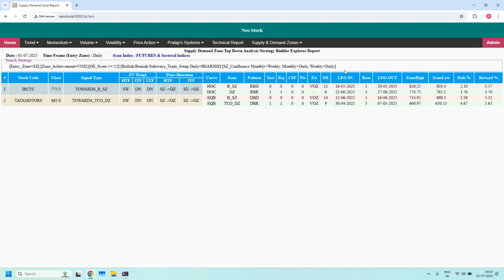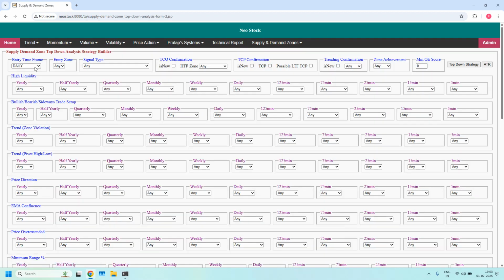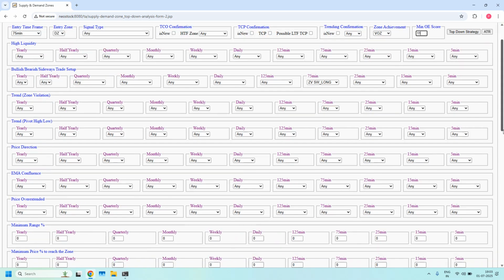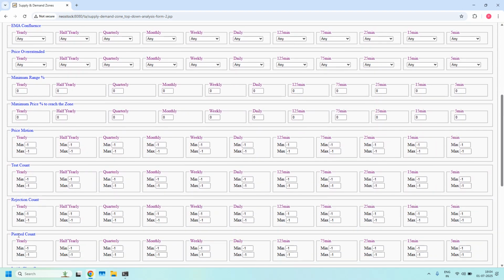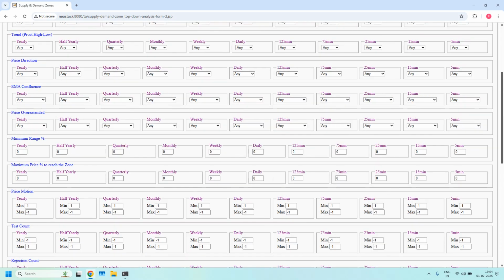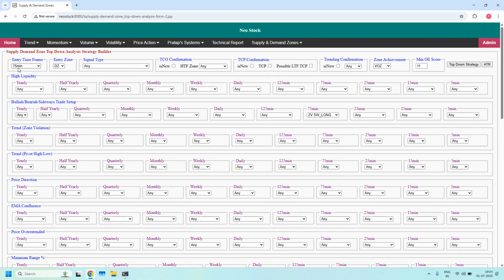Next we will generate weekly income trades. Weekly income trade sideways long trade setup, entry time frame 75 minutes, entry zone demand zone. At 75 minutes I am selecting sideways long, zone achievement violated opposing zone, minimum odd enhancer score 11 for sideways, and third filter we are adding, that is 75 minutes demand zone should not be pierced. So in the pierced count, at 75 minutes time frame I am setting minimum value 0, maximum value 0. That means the zone is not pierced. Which zone? 75 minutes demand zone, whatever you select here.